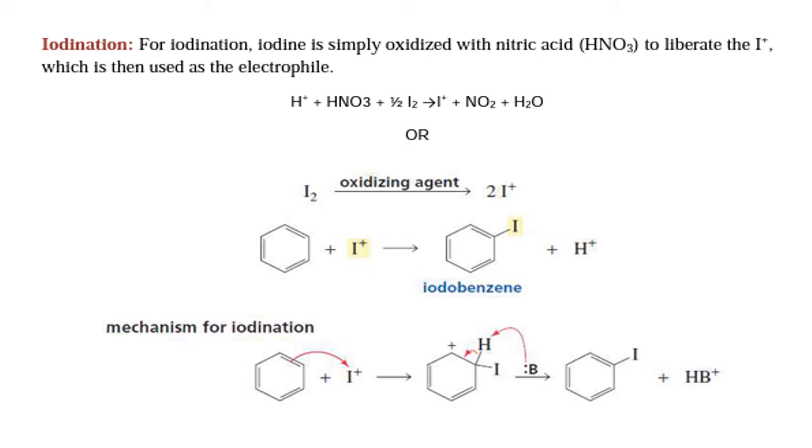Next, the mechanism for iodination. The electrophile attacks benzene to form a resonance stabilized carbocation. Then in the next step, deprotonation takes place to form iodobenzene.